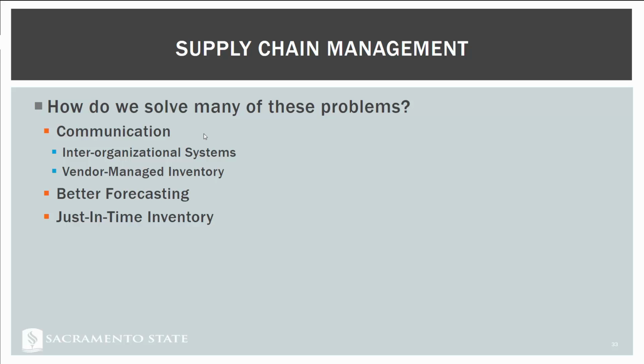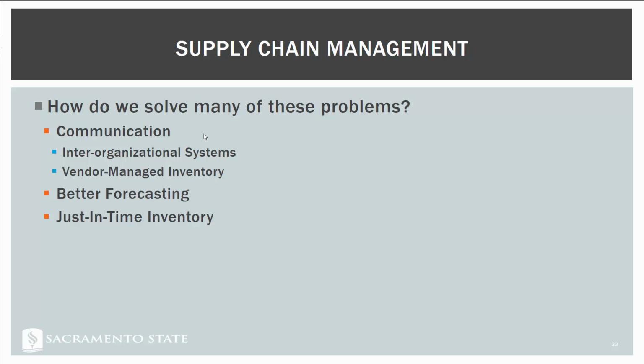Now, one of the ways that we do this is through something called an interorganizational system. As the name implies, these are information systems that go across or between different organizations. An example of this is something called vendor managed inventory. That uses an interorganizational system. We'll see this in another slide or so.